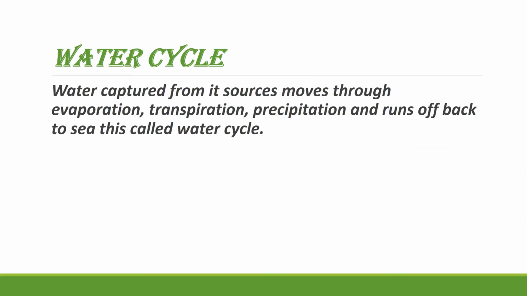Water cycle. What actually is the water cycle? Water from its sources moves through evaporation, precipitation, transpiration and runs back to the sea. This is called the water cycle. Why does it run back to the sea? Because water is mostly present in the seas and on the ice caps.